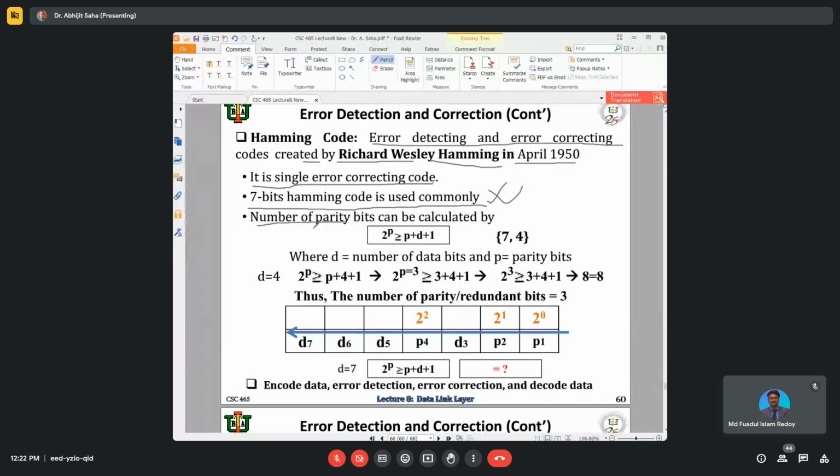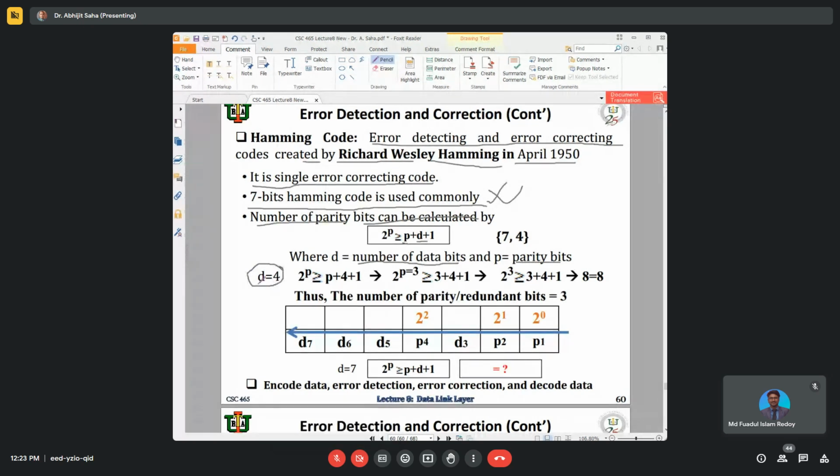If it is the 7-bit Hamming code, then what is going to be the number of parity bits? How many parity bits do you actually need? That should be calculated with this formula: 2 to the power p should be greater than or equal to p plus d plus 1. What is p here? p is my parity bits. And what is d here? d is the number of data bits that the sender node wants to send to the next node, plus 1. Here we have shown that d equals 4.